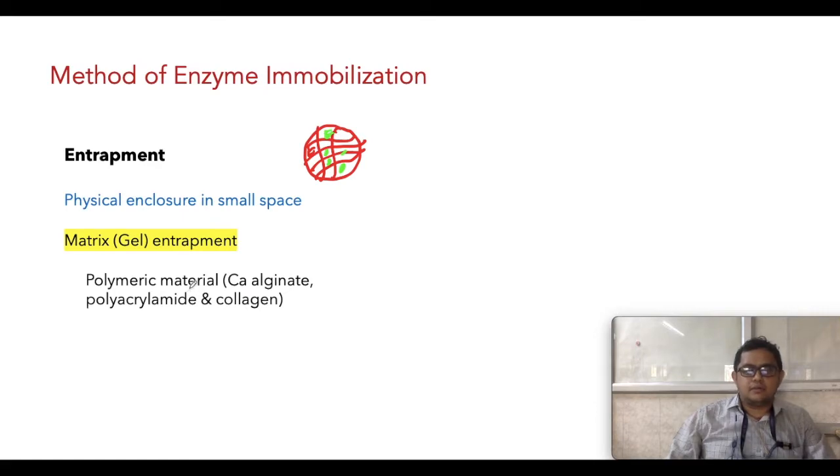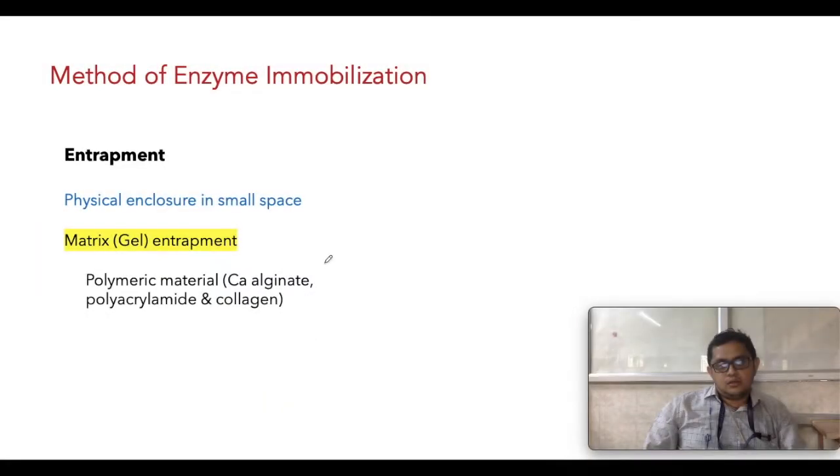So what is the example for that? The materials that we can use are polymeric materials like alginate, polyacrylamide, and collagen. Alginate has wide application and is widely used. The reason is it's very simple to perform, and it's not very costly. It's a very cost-effective method. How calcium alginate is performed in lab conditions is easy.